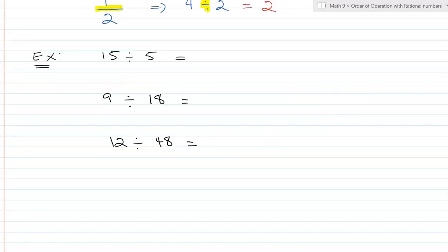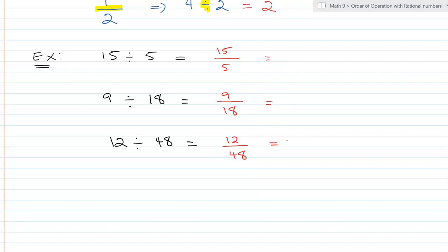All right, for each of these, let's write the equivalent fraction. Now it's written in terms of the division statement. So for each of these, let's write a fraction. The first number becomes the numerator, the second number becomes the denominator, and the division sign and fraction sign are the same. So 15 divided by 5 is 15/5, then 9/18, and 12/48.